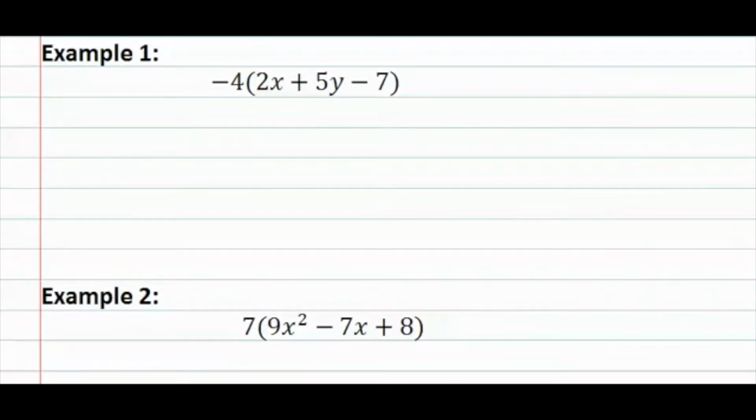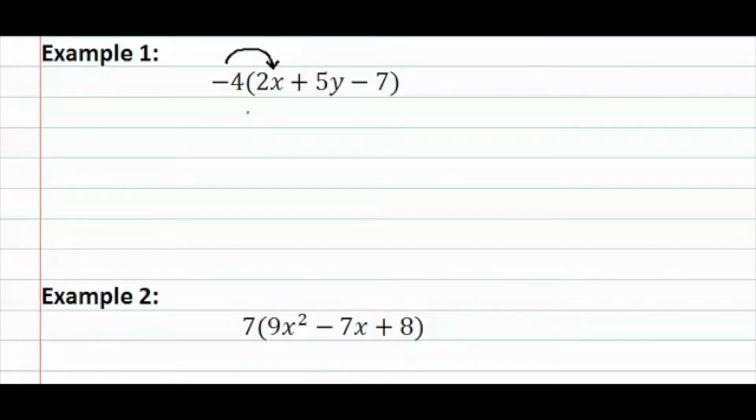In example 1, we have negative 4 times the quantity 2x plus 5y minus 7. As you can see, inside of the parentheses, there is nothing that can be combined because none of the terms has similar variables and exponents. Therefore, we must go to the next step, which would be distribution, or the multiplication of the negative 4 to everything inside. You must remember that the negative is with the 4, and therefore must also be distributed.